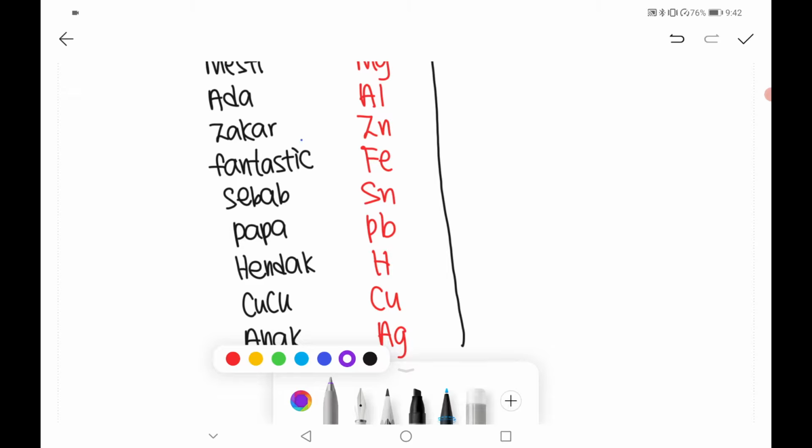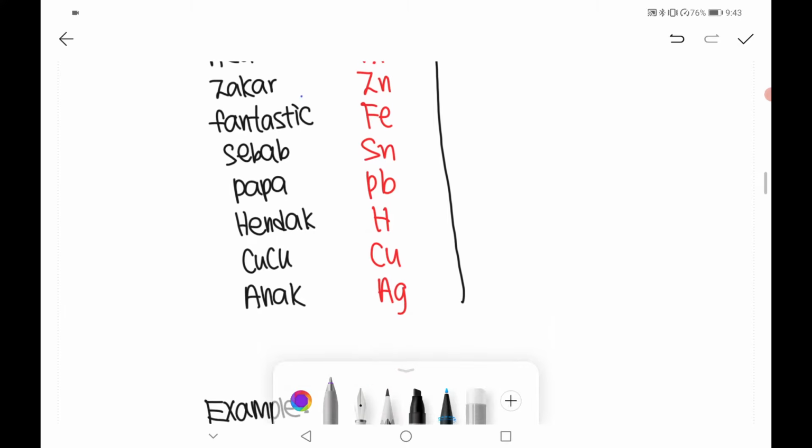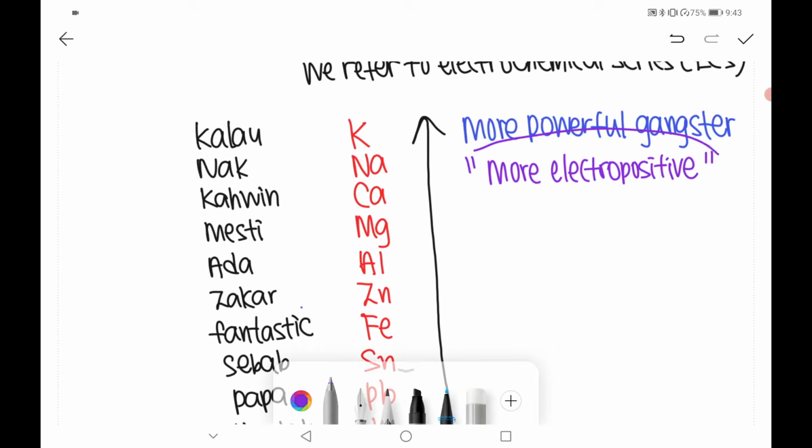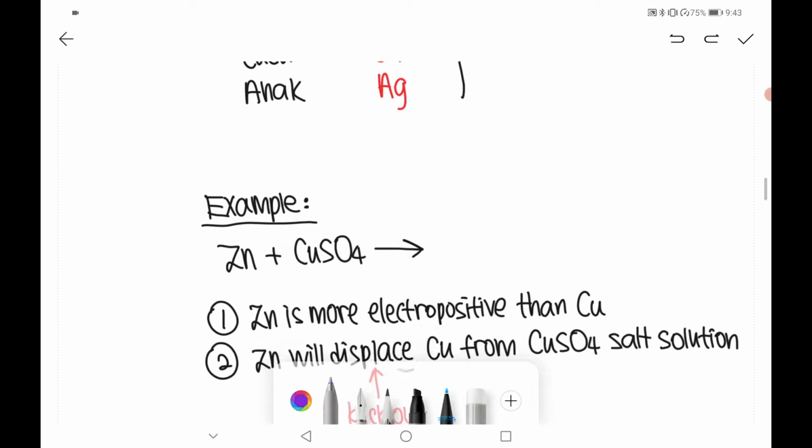This is nothing new. I'm not teaching you a new concept. This is something that you have learned before, we just do a quick revision. So remember this: displacement means a more powerful gangster can kick out the less powerful one and rob their belongings. How to know who is the more powerful gangster? We look at the ECS. The higher in the ECS, the more powerful gangster it is. In the exam, you cannot use the word gangster. You must use more electropositive.